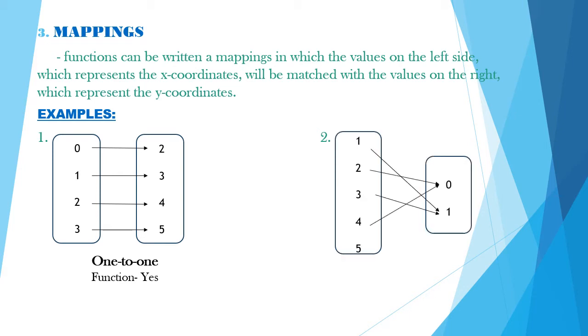Next, we have many-to-one, where there are more x-coordinates than y-coordinates. The x-coordinates and y-coordinates are matched, but this time, the y-coordinates could be matched repeatedly. For example, the y-coordinate 1 is matched thrice from the x-coordinates 1, 3, and 5.